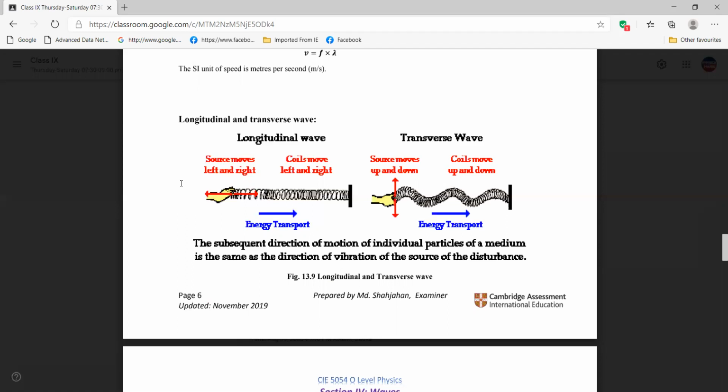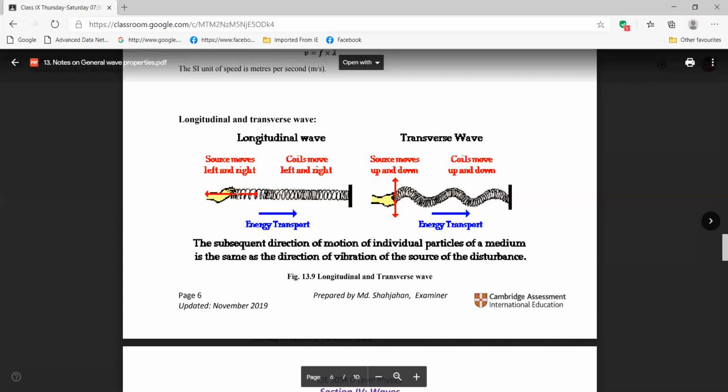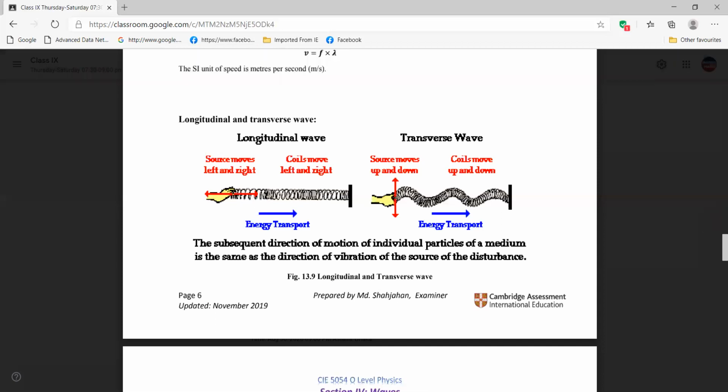So did you write longitudinal and transverse wave? Yes, sir. Both you wrote or only one you wrote? Sir, both longitudinal and transverse wave. Now you try to understand it first, then you label. First, you see here we have the same thing. For both the diagrams, we have the same spring, right? Yes, sir.